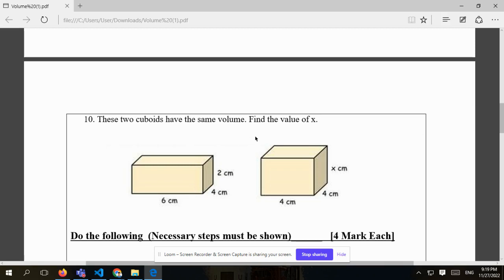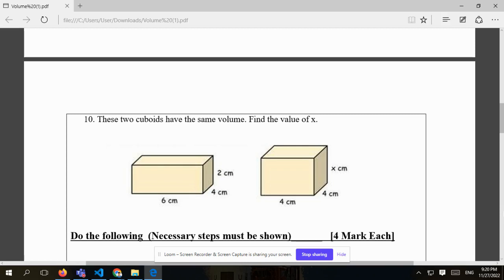Okay, these two cuboids have the same volume. Find the value of X. Maulik, it's very easy. So volume V1 is equal to volume V2, right? V1 is equal to 6 multiplied by 2 multiplied by 4, which is 48. 6 twos are 12, 12 fours are 48. 48 equals 4 times 4 times X, that is 16X. What is the value of X? 48 by 16 is equal to 3.